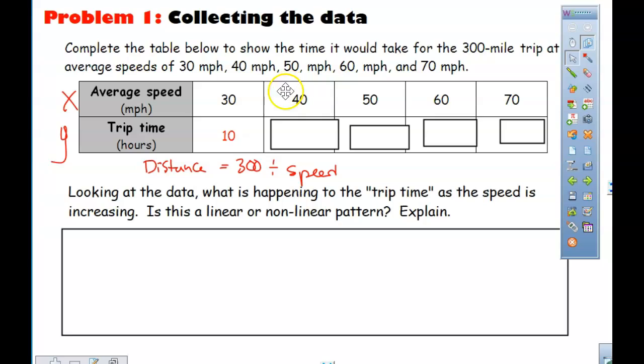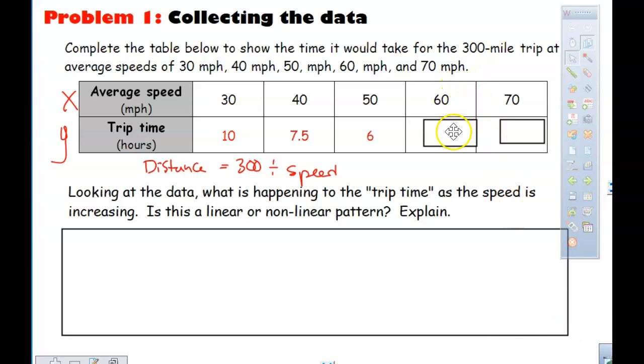On your calculator, please take 300 divided by 40. Alyssa, you got 7.5. Stephen, we're taking 300 divided by 50. What'd you end up with? 6. Abby, what'd you have? 5 hours, right? So if I go 70 miles an hour, what am I looking at, Camden? How many hours? About 4.3.